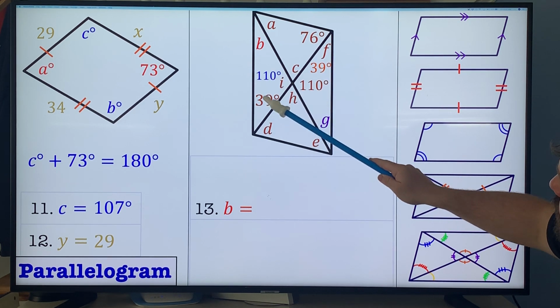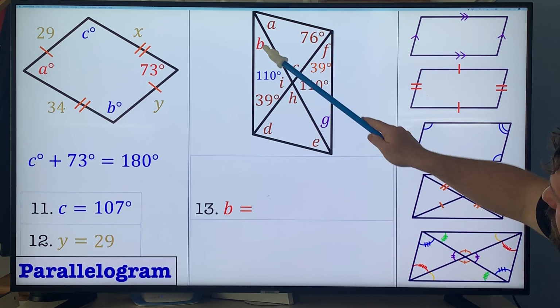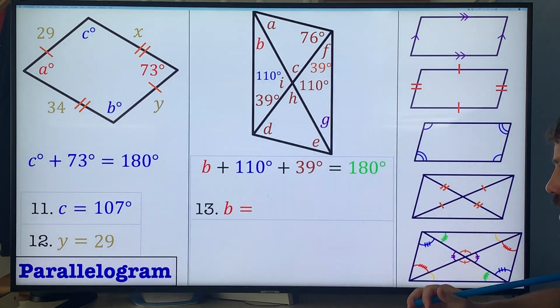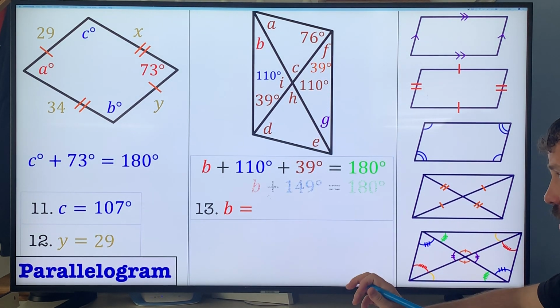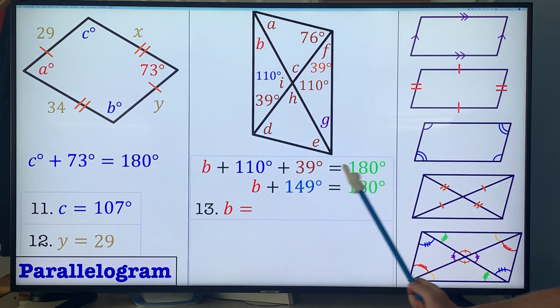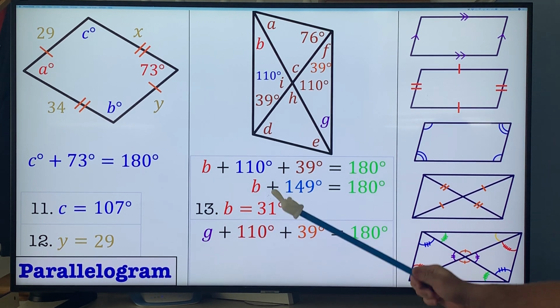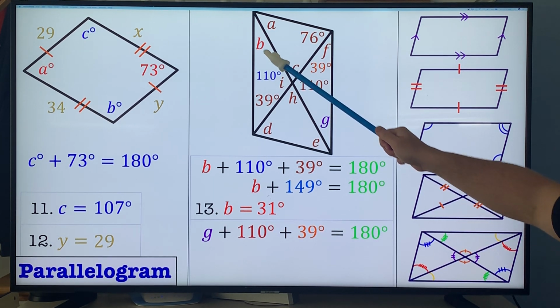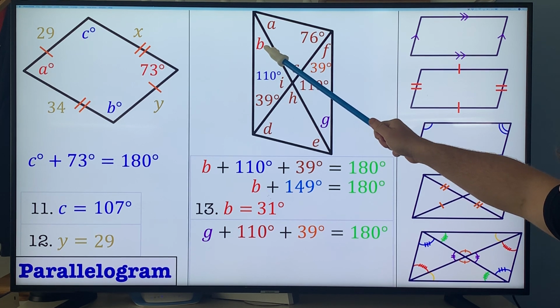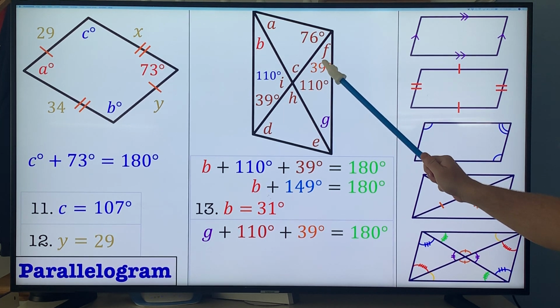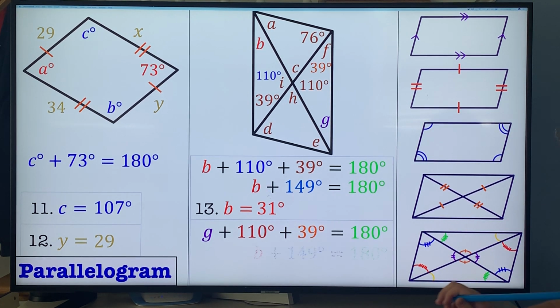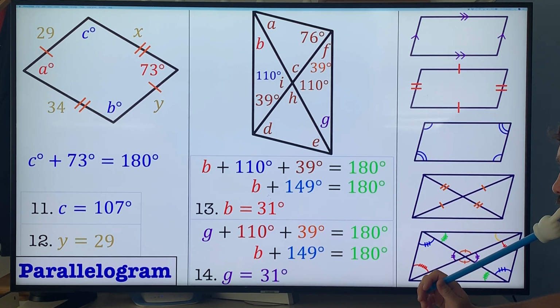So we have this triangle right here to find B. 39, 110, and B all add up to 180. 149 plus B is 180. Subtract 180 minus 149, and B is 31. All right? Now, what's the next one we have to find? G is equal to B. You can do it that way. Or 39 plus 110 equals 180. It also equals 31.